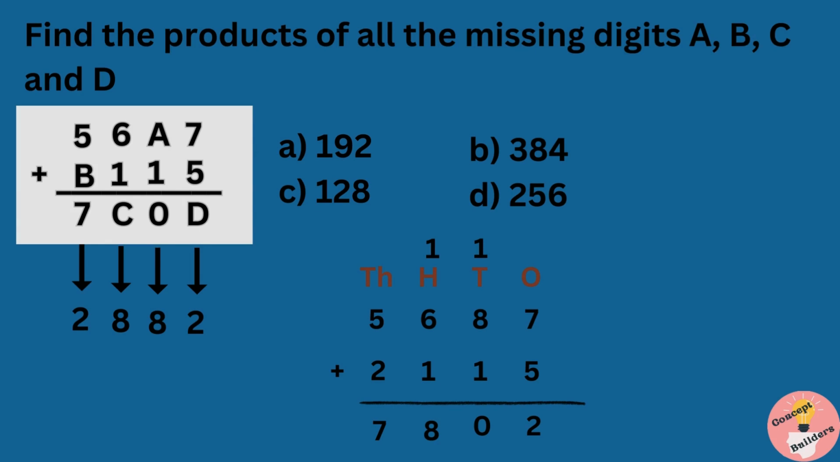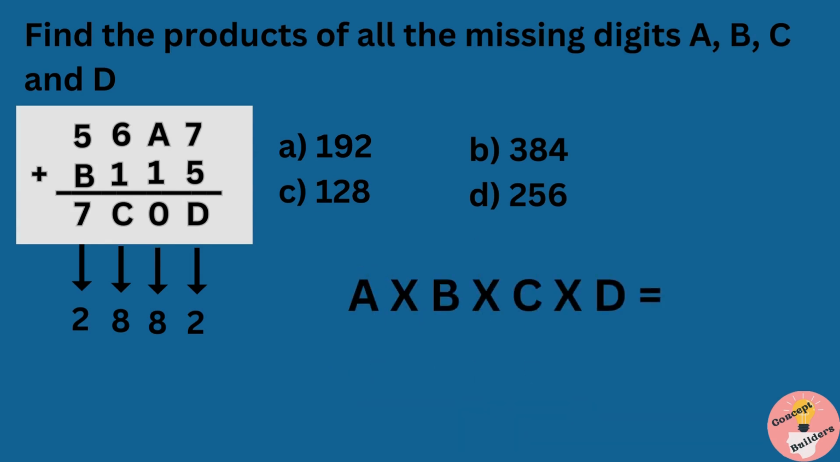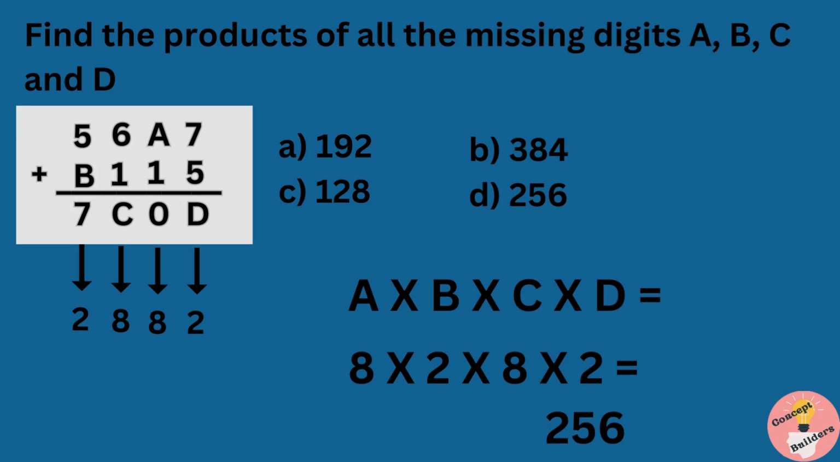And that's it. We got all the values now. Let's multiply them. 8 into 2 into 8 into 2. Answer is 256, which is option D.